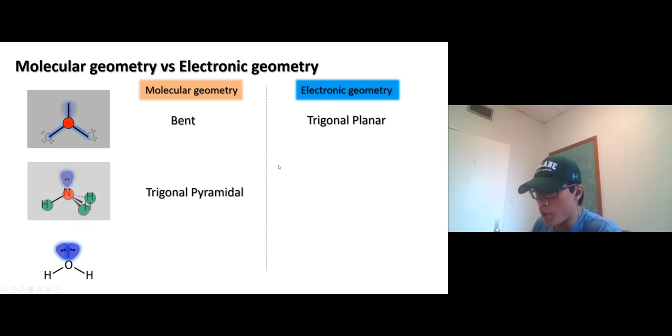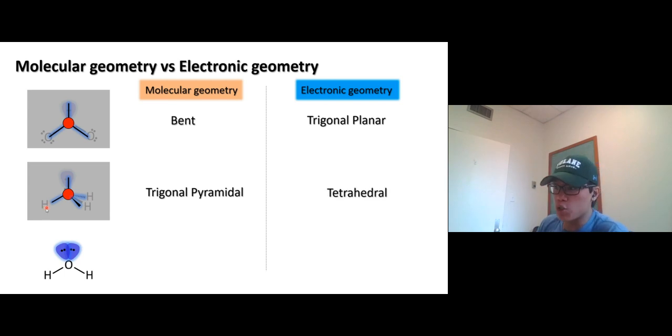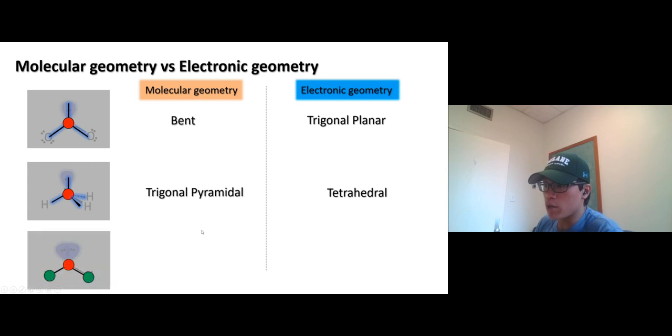Now the electronic geometry. Just look at the arrangement of electrons around a central atom. So we have point up and then up and down, down and down. So it looks something like this. What does it look like? That's a tetrahedral. There are 4 groups. See that? This is a tetrahedral. Right. All right.